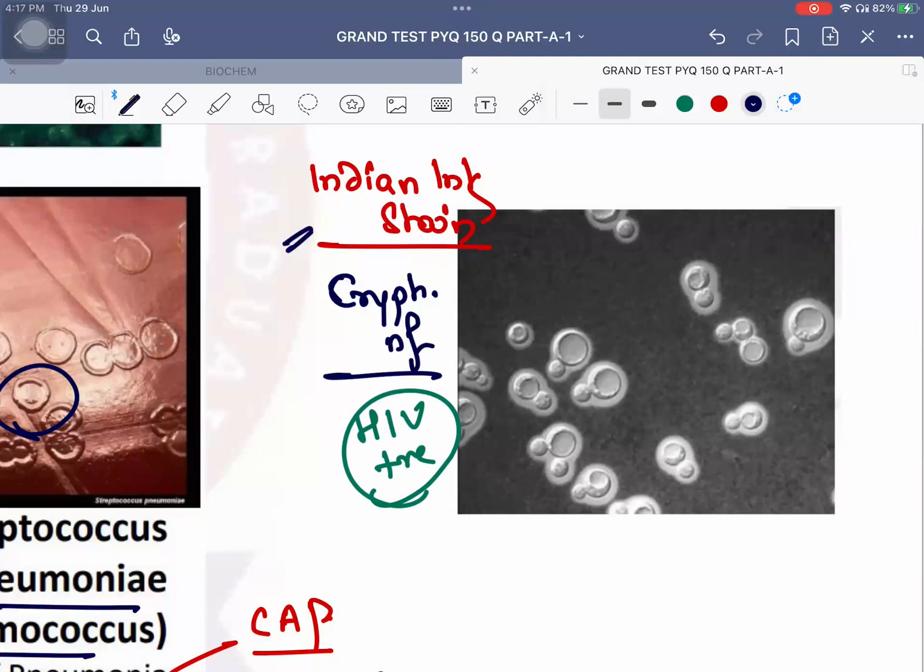So it should not be India ink stain. बहुत लोगों ने immediately India ink stain मार दिया. Better is lateral flow assay for cryptococcal antigen. Better rapid test is a lateral flow assay for cryptococcal antigen.